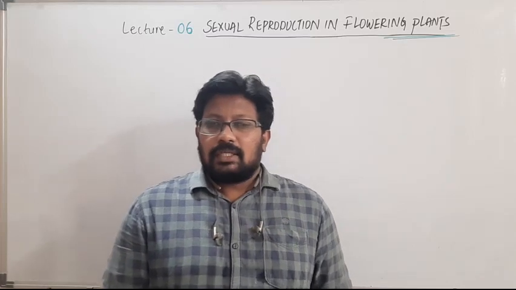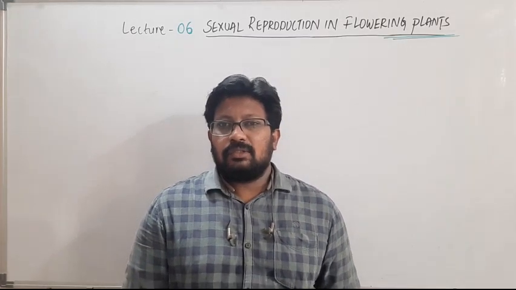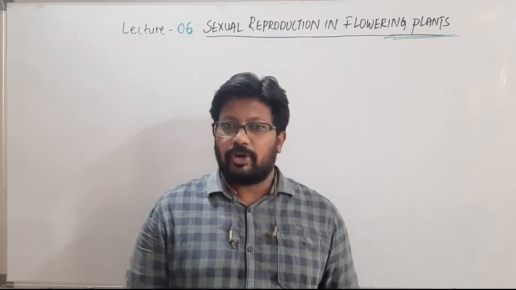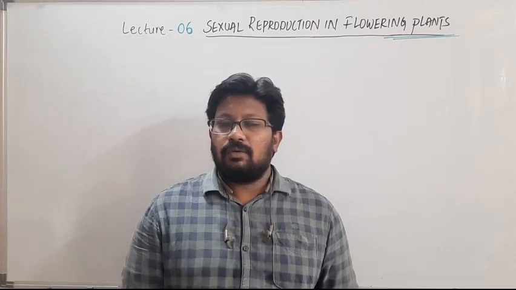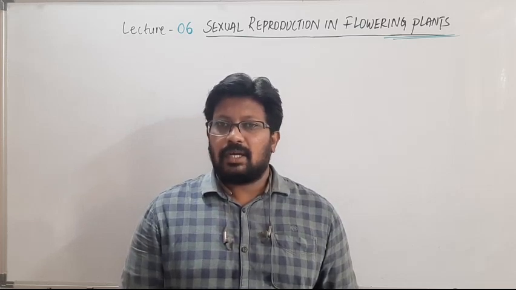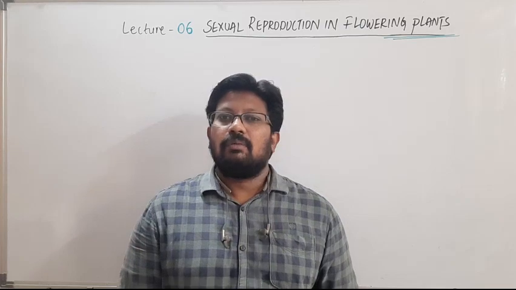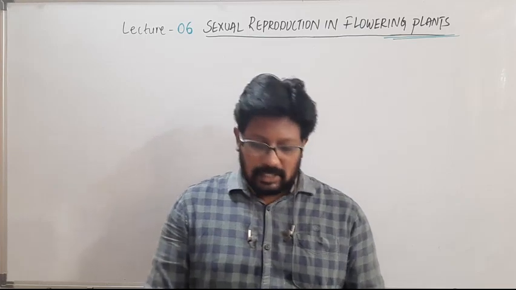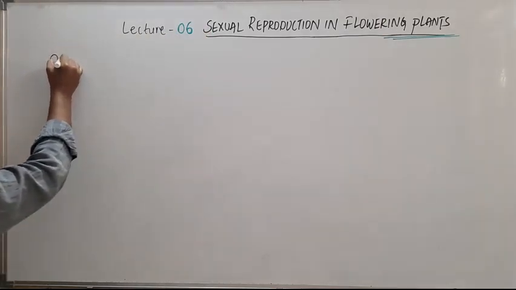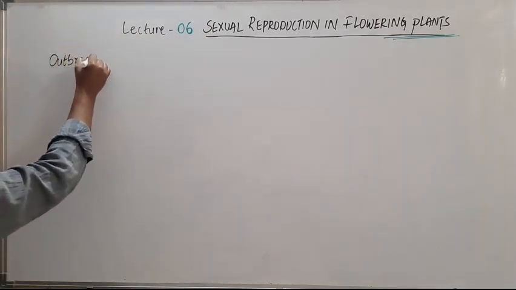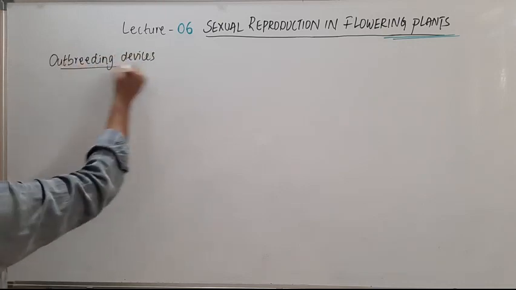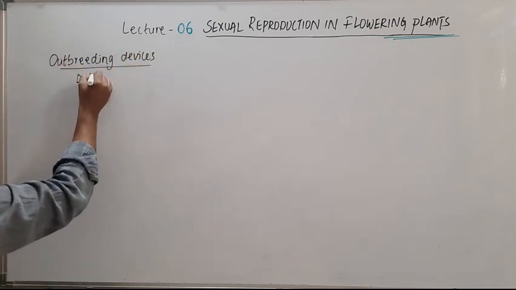Welcome. In the last video, we understood the role of abiotic and biotic agents in pollination. Now, in this video, we shall try to understand what are outbreeding devices, and also we shall see about pollen-pistil interactions. So now, let's see about outbreeding devices. Now, what are these outbreeding devices? So let's define this first.